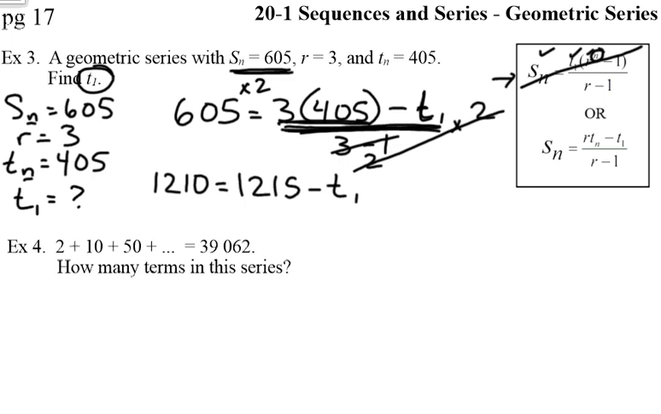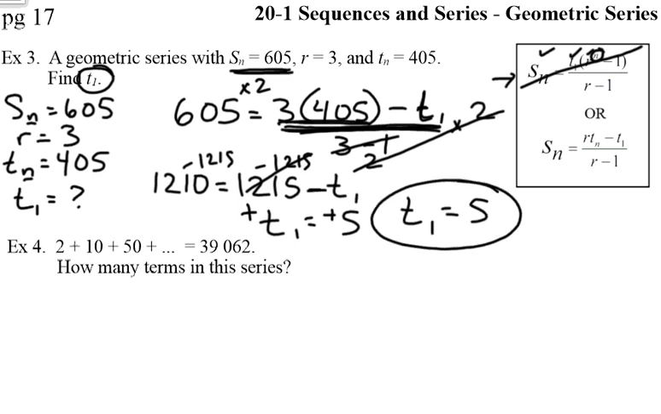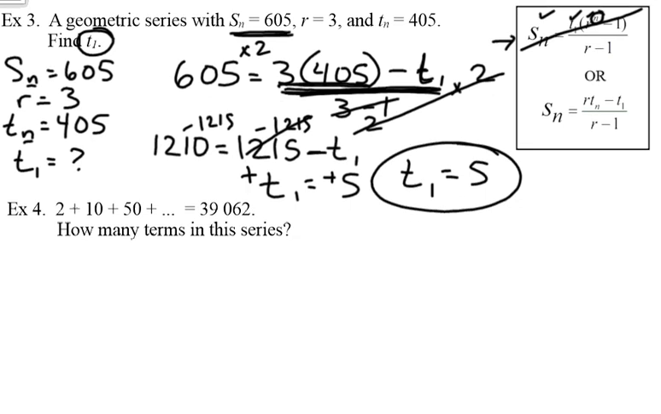Get T1 by itself. T1 ends up being, I'm going to subtract 1,215, but that still leaves me with a negative, so I'm going to have to change my sign. Negative T1 equals 1,210 minus 1,215, negative 5, but make my T1 positive, so I make the other side positive. Term 1 is 5. Right equation, substituting in, and a little bit of algebra.